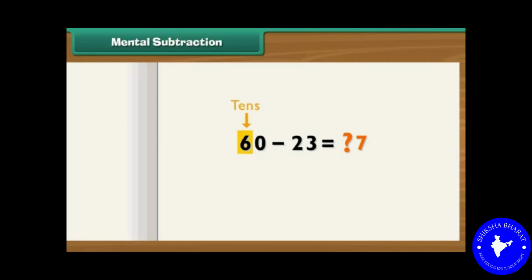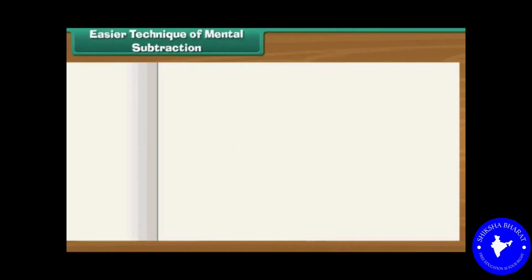Tens place of sum is 6. We already have 2 as tens place of one of the numbers. 1 is to be added as carryover. What should be added to 3 to get the sum 6? The answer is 3. The tens place of the number is 3. The subtraction 60 minus 23 has the answer 37.